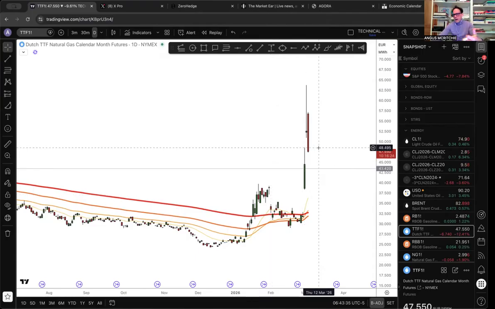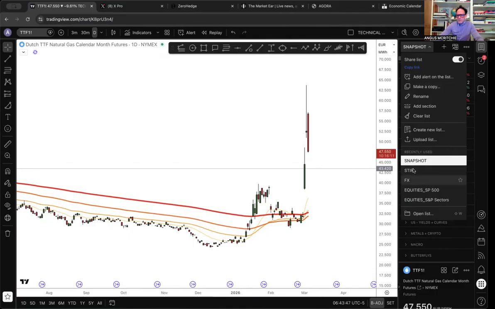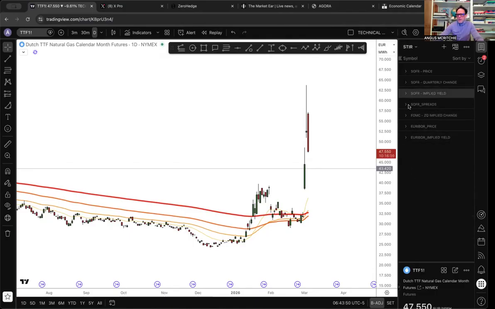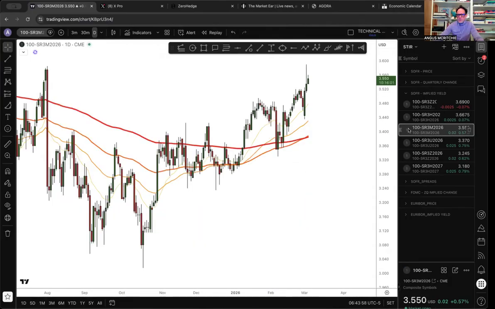So nat gas is still very elevated. We still have no nat gas shipments coming out of Qatar. So the point is that energy is getting more and more expensive. And what does that cause? That causes inflation worries. So let's now look and see how some of the markets are repricing some of these inflation worries. A way to do that is just to go to the SOFR, where we'll get the implied yields. So if we just look here at the June 26 contract, this is the implied yield.